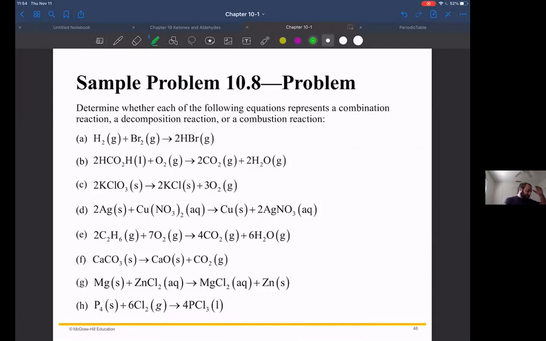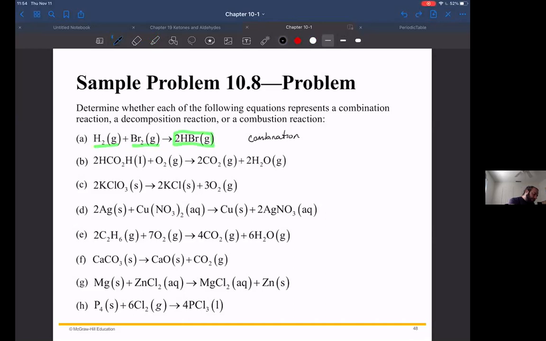So being able to go through and categorize these reactions according to those 4 categories that we just discussed. Okay. Let's see if we can work our way through these. Here we have two reactants combining into a single product. So these would be combination reactions.